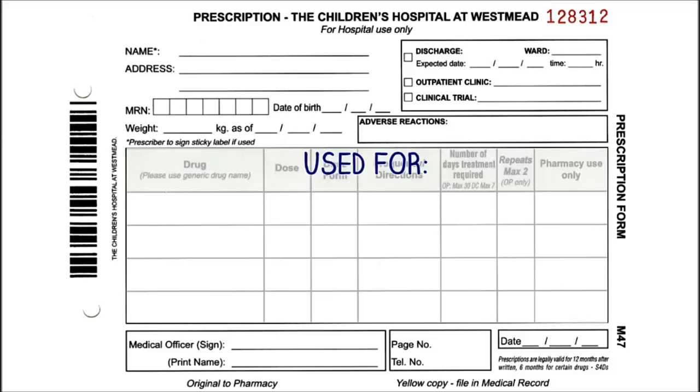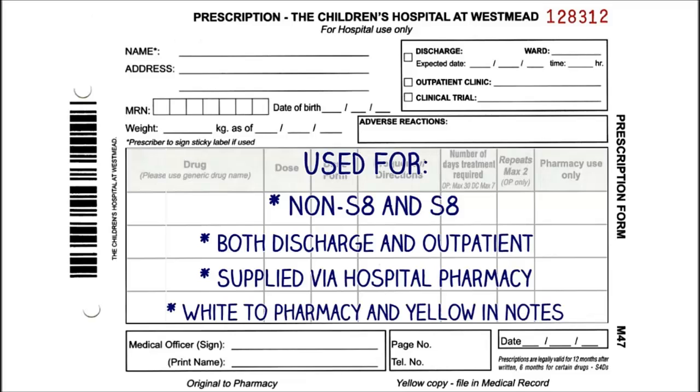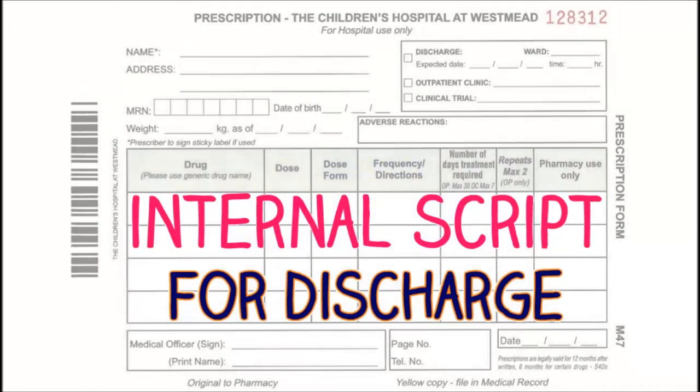It is used for both non-S8 and S8 medications, both discharge and outpatient scripts. It is supplied by the hospital pharmacy. When you write the script, you give the white to the pharmacy and put yellow in notes. Let us focus on the rules of an internal script when used for discharge.